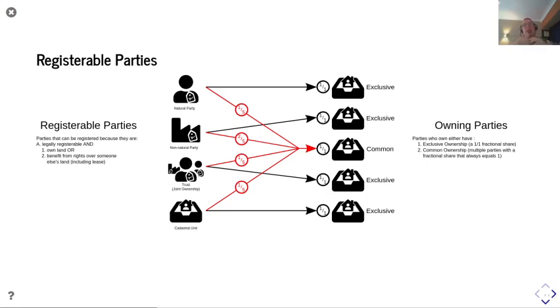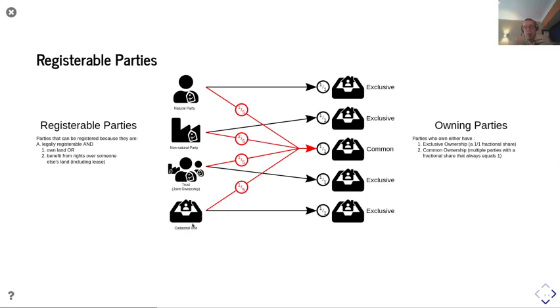And so these registrable parties have rights in the fact that they own land or they benefit from rights over someone else's land. But then when you have an owning party, your owning party can have these rights in one of two different ways, which is an exclusive ownership, i.e. an individual party or party group owns 100% of the ownership, or in common, i.e. they can have multiple parties coming together collectively, each of which owns a share of the property and each of which can divest their share on their own terms. So in this instance, we have 1/5, 2/5, 1/5, and 1/5 going to a natural party, an unnatural party, a trust, and a cadastral unit.